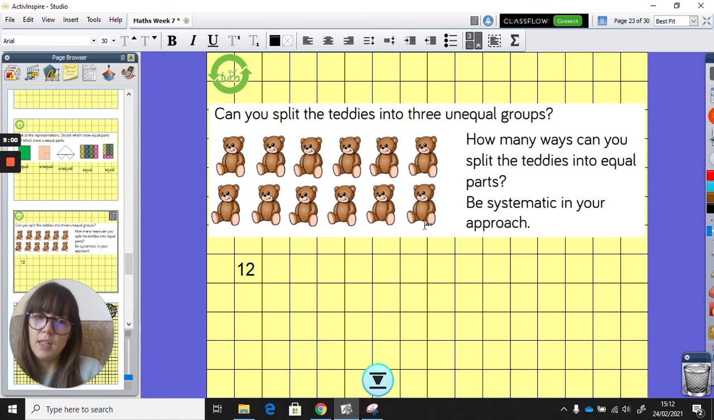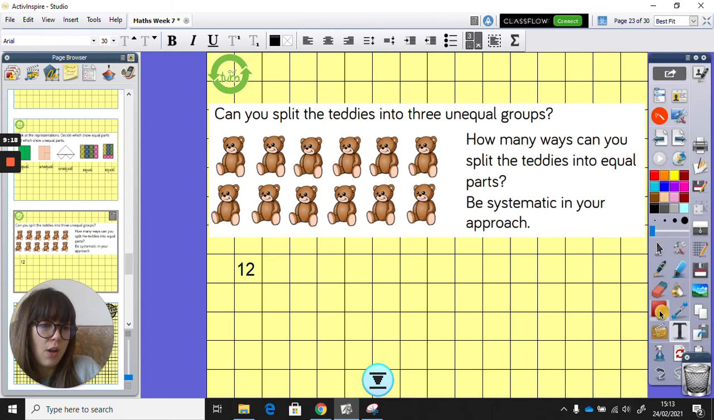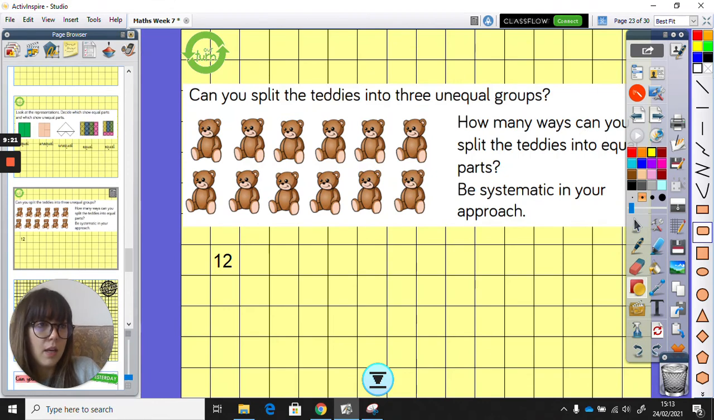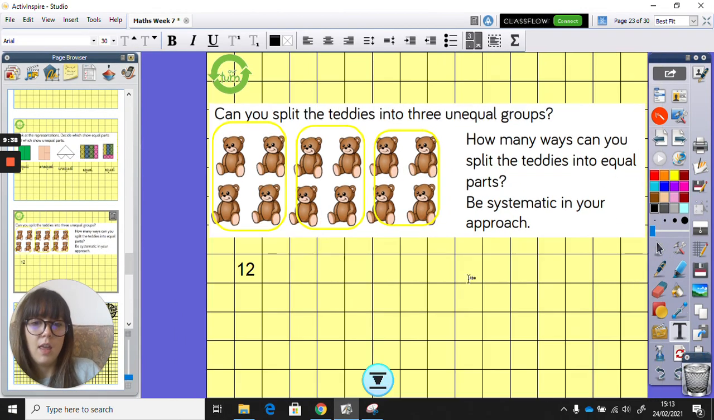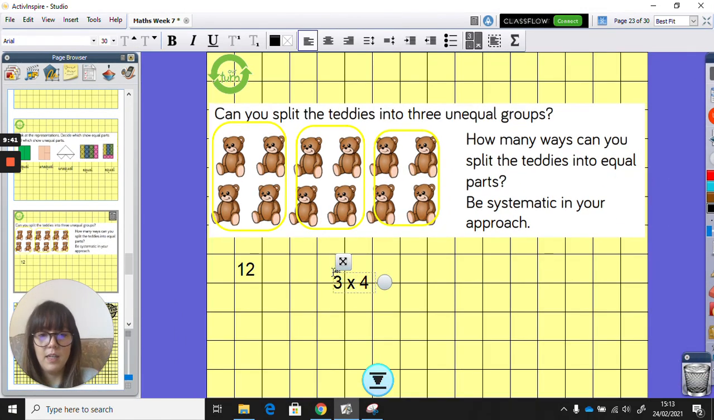How many ways can you split the teddies into equal parts? So, what we need to think about is how many teddies we've got in total. We've got 12 teddies in total. And they have to be split into equal parts. So for example, it's not like you have to put them into 3, but you could do. So let's get my circling tool and let's make it so you can see through it. So we've got 1, 2, 3. So here you can see what you've done is you've split the teddies into 3 groups of 4. And if you want to be extra clever, that's because you know that 3 times 4 equals 12.